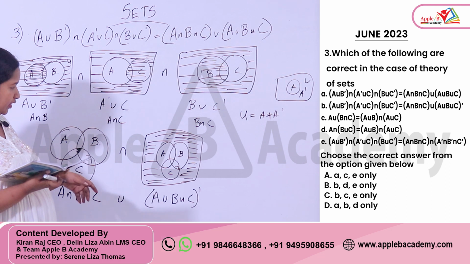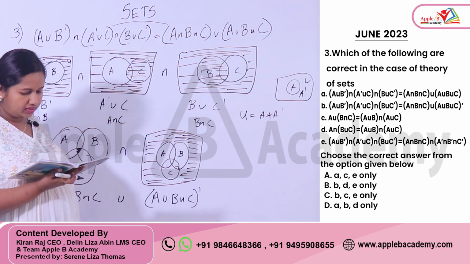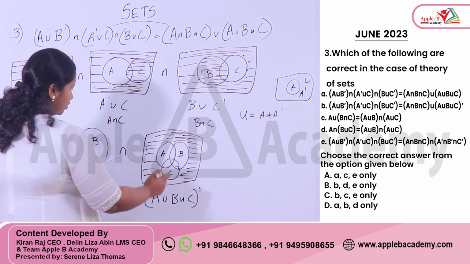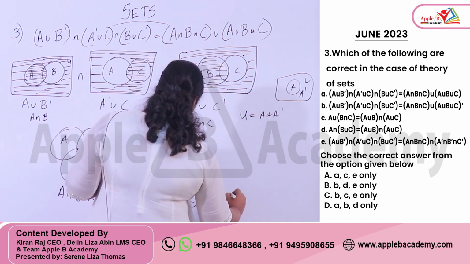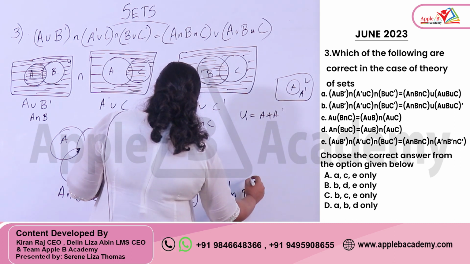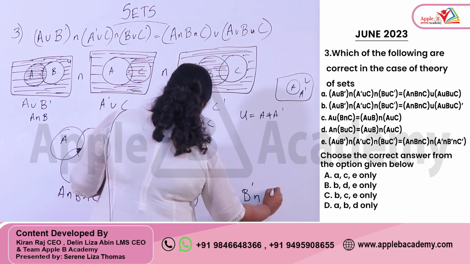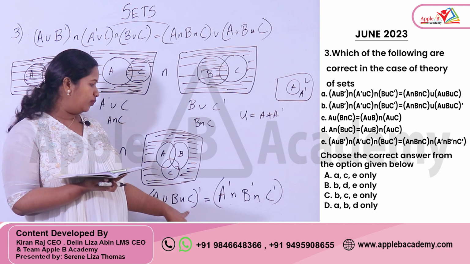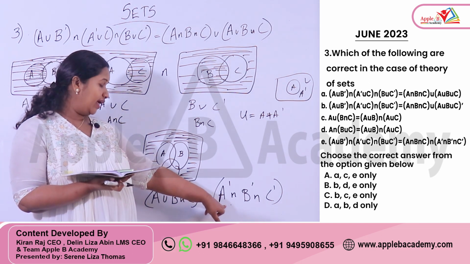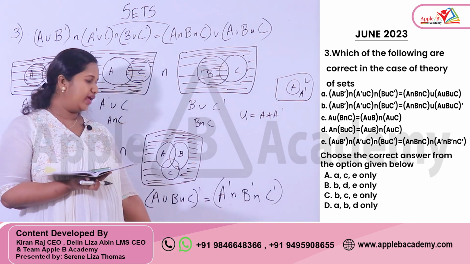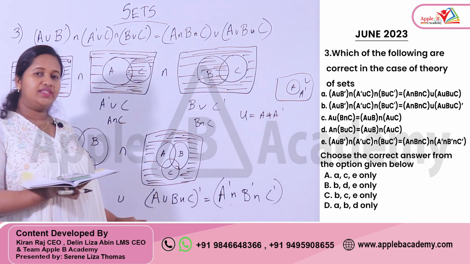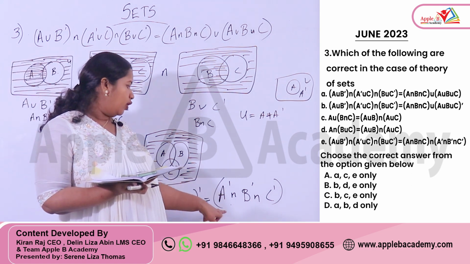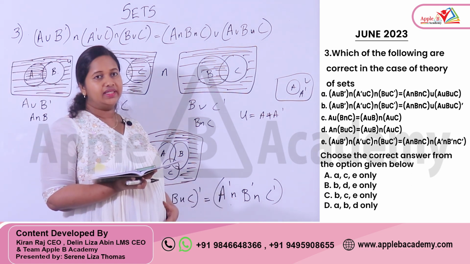A complement intersection B complement intersection C complement. So this is equal to A complement intersection B complement intersection C complement. This A union B union C the whole complement is equal to A complement intersection B complement intersection C complement. The expansion of A union B union C complement can also be written as A complement intersection B complement intersection C complement.